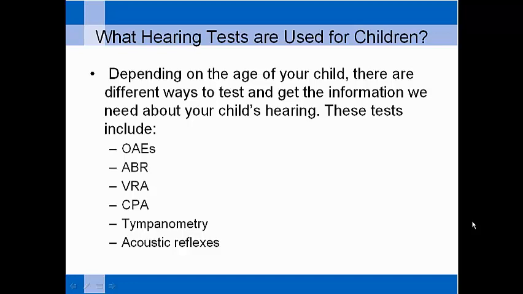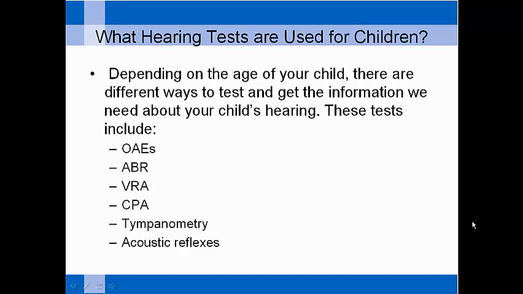Parents definitely do very well depending on other parents because they know they've gone through that experience, and more personal stories can be shared. So what are the different hearing tests that are used for children?